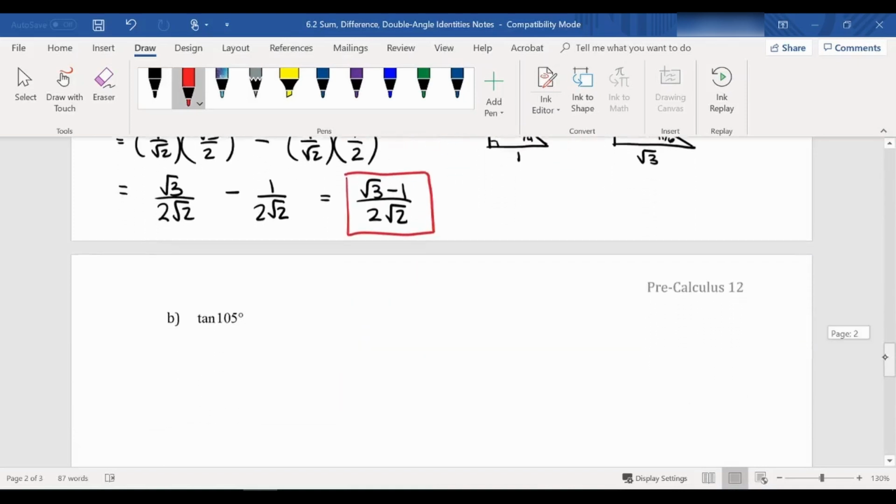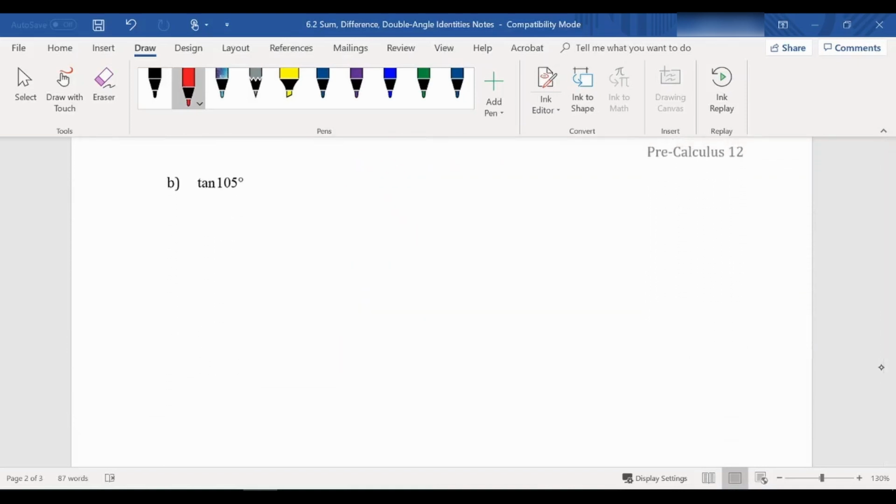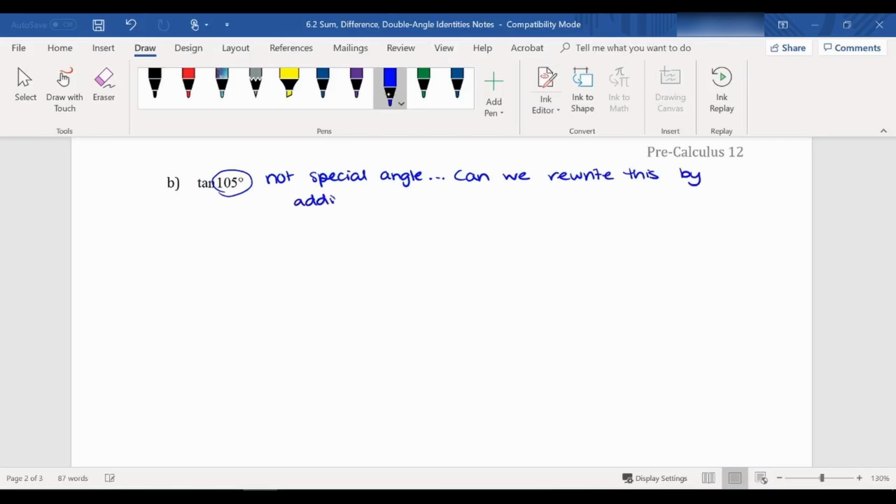We're going to try one more, but with degrees. So again, our special values, this is not a special angle. But can we rewrite this by adding, subtracting, or doubling special angles?